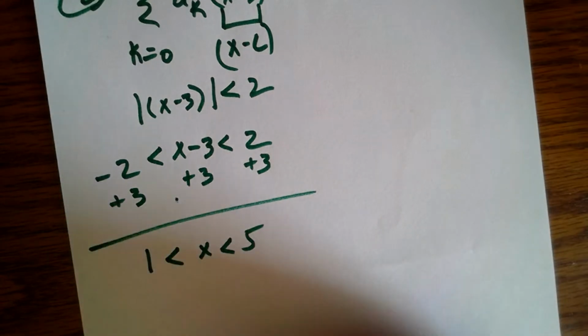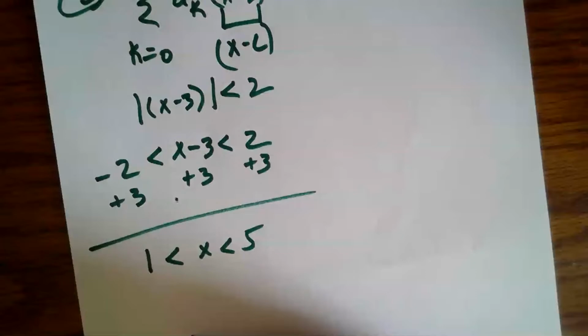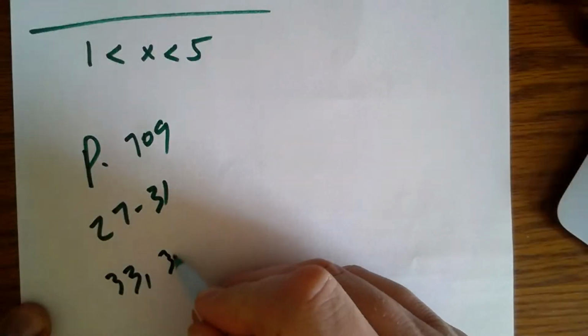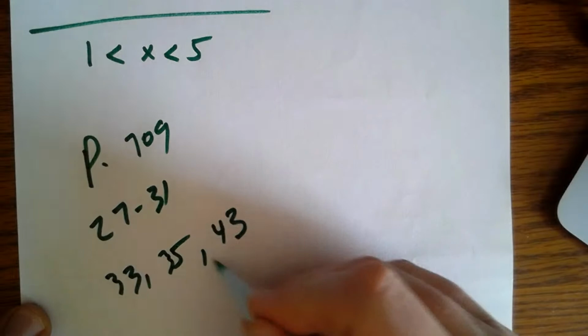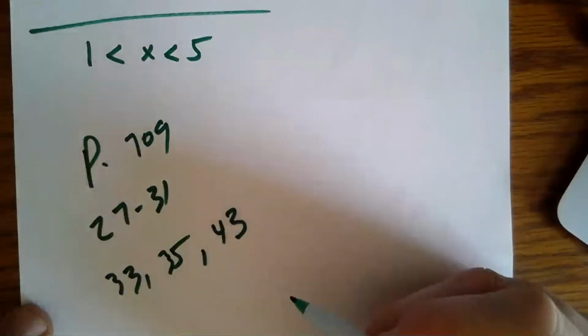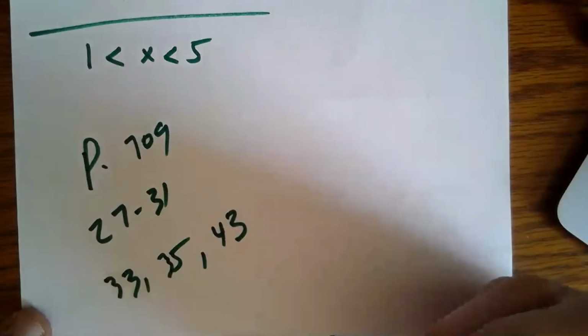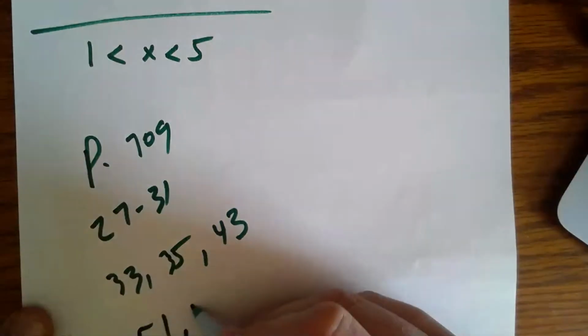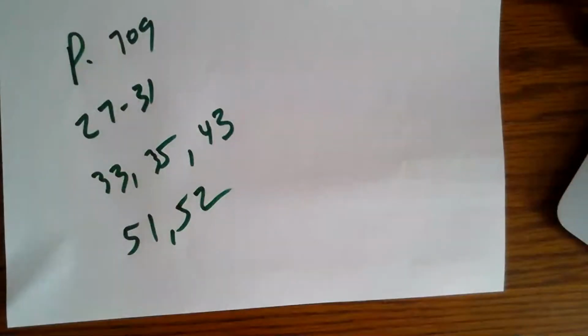Here's what I'd like you to do tonight. Page. I'd like you to do 27 through 31, and 33, 35, 43. 40 is a good problem. And then 51, 52. All right, that's it.